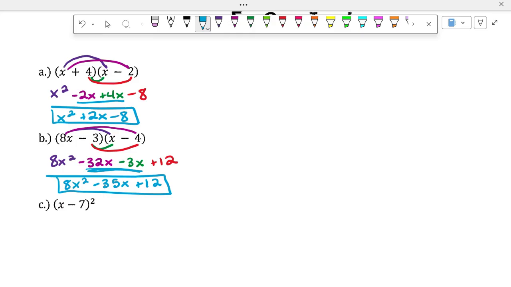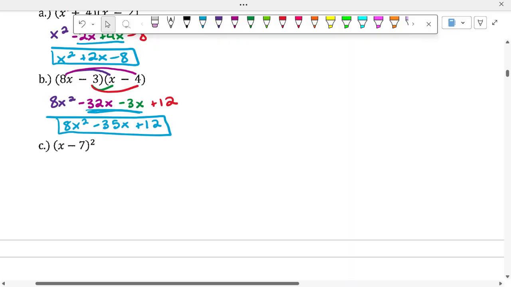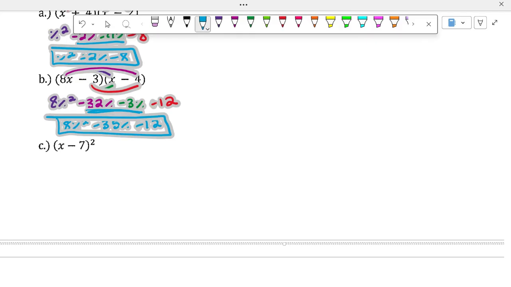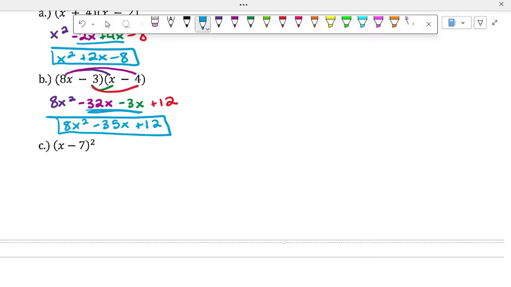Now, this last one is probably one of the most common mistakes you will see. What a lot of people like to do is just square the x, square the negative 7, and call it a day. That is not how you do these, because the whole polynomial is squared. So what is x minus 7 squared the same as? How could I rewrite that expression? This is exactly the same as x minus 7 times x minus 7.